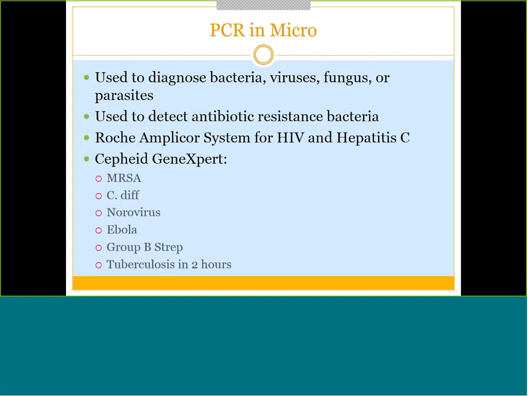So in micro, we are using that PCR to diagnose bacteria, viruses, fungus, parasites, so all of our microbes. We're also heavily using it for looking at antibiotic-resistant bacteria. We are using it for key viruses like HIV, hepatitis C. So there's one type of molecular instrument that I put there. It's called the Cepheid GeneXpert. I have seen the GeneXpert in different labs that I visited here in Phoenix. It's a big one that a lot of micro labs are picking up.